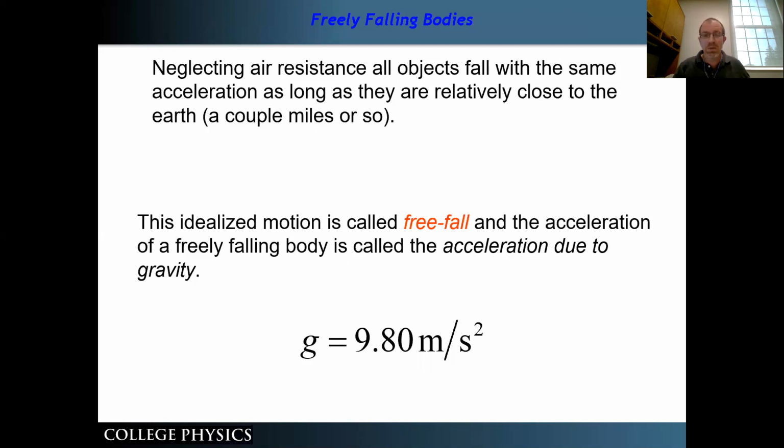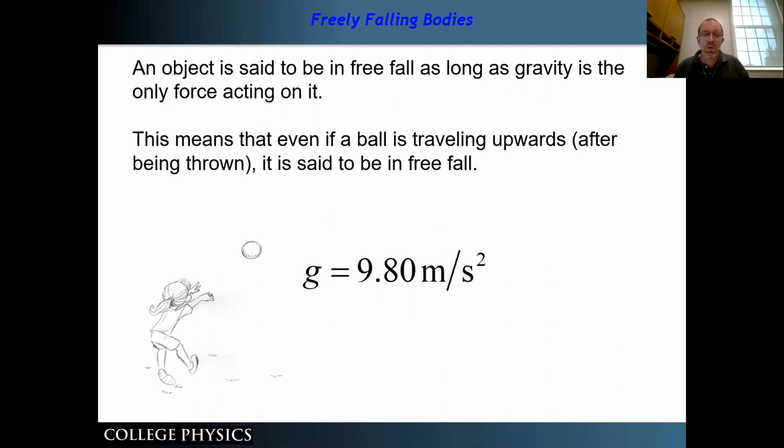Does that mean that necessarily the object is dropping? Well, no, the object could actually be traveling upwards, like a ball thrown up in the air. The only thing that's acting on that ball after it leaves my hand would be gravity. And in that case, it's said to be in free fall.